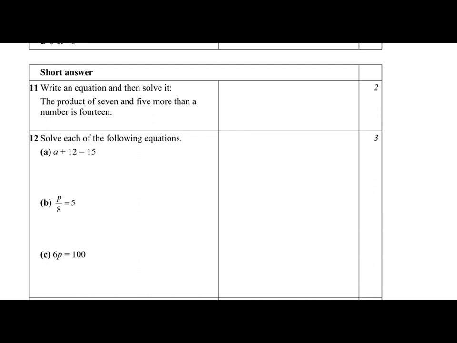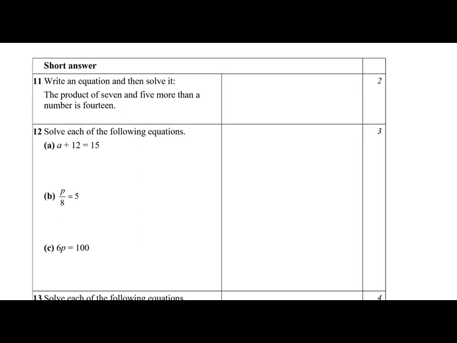Hello and welcome to this video that is designed to go through the recent topic test that we had on algebra, specifically equations, and this is for my Year 8 group. So in the class we actually went through the multiple choice section. I'm not going to worry about that one, and instead I'm just going to focus on the short answer questions that came at the end of the topic.